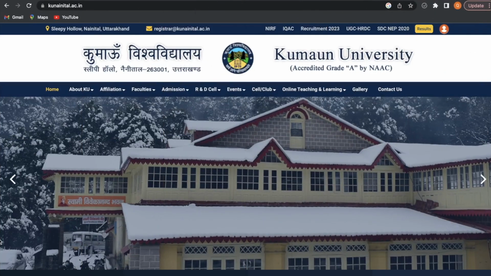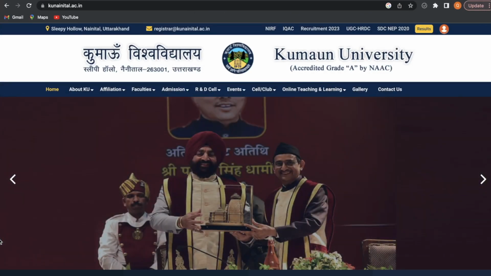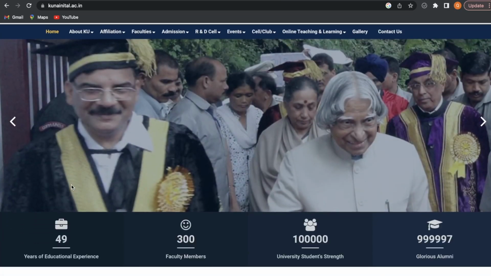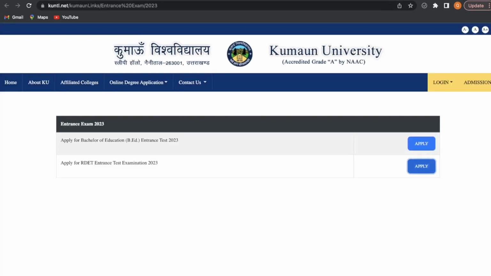So yes, I'm talking about this Kumaon University. This is NAAC accredited A grade university. This is in Uttarakhand, Nainital. This is, I can say, a very good place. And this university is very old, so the research atmosphere is very good in this university and the forms are there. And we'll go through the main instruction, which is very important.